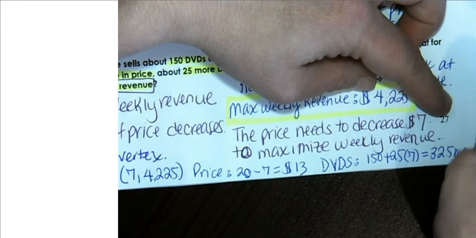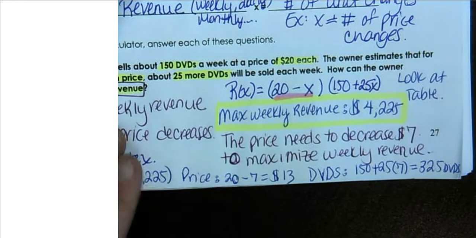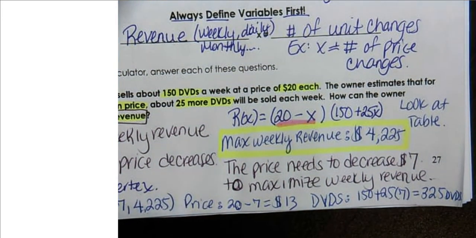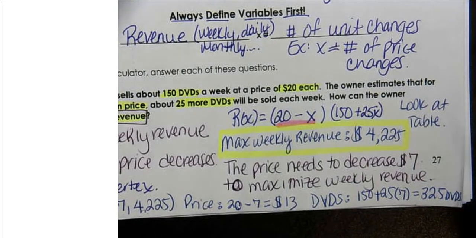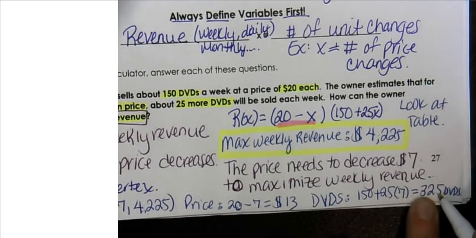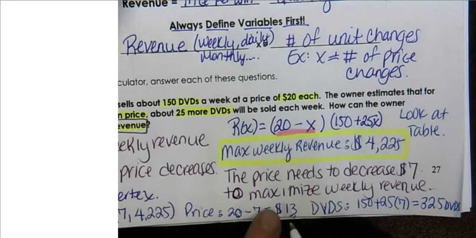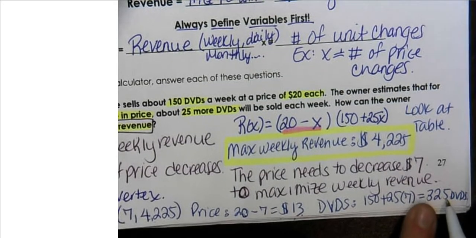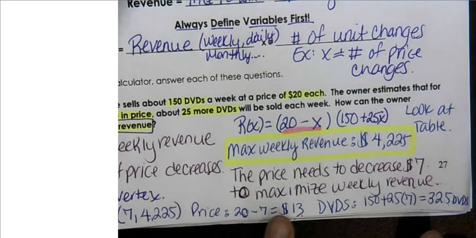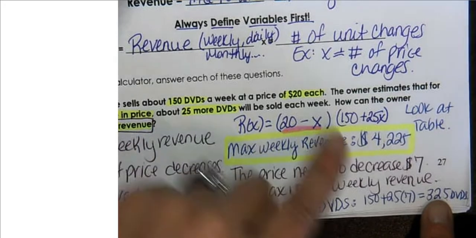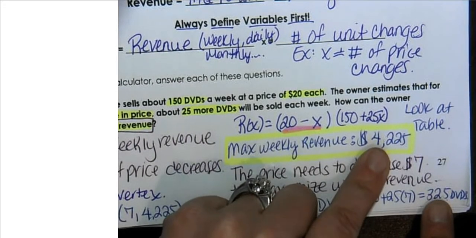So if you drop the price to $13, that means more people are going to buy DVDs. 25 more DVDs will be sold for each decrease. How many? 325 DVDs will be sold. The best price is $13, and if you do that, 325 DVDs will be sold. And if you multiply 13 times 325, you'll reach a maximum weekly revenue of $4,225.